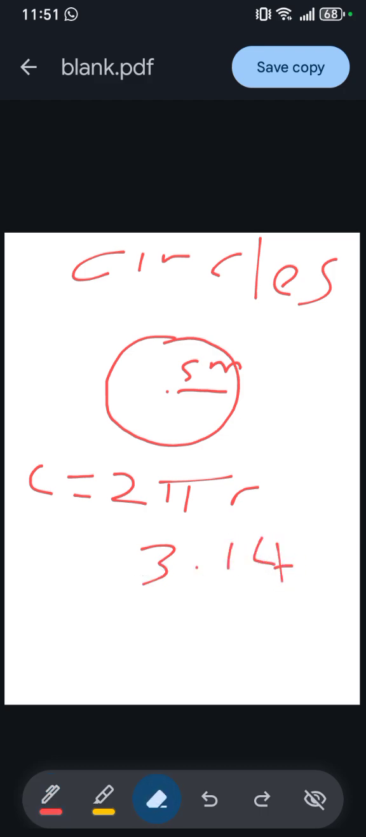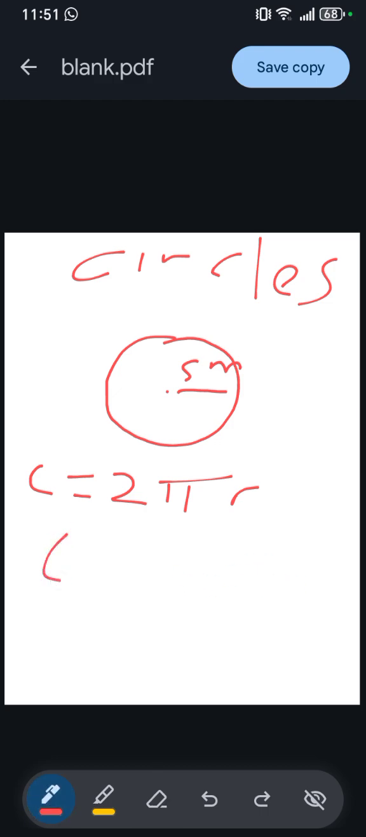So all you need to do is just say C equals 2 pi r. Okay, so you just need to follow the method the way it's done. But pi, your teacher might say put 3.14. So just do whatever your teacher tells you to do. So yeah, I'm gonna do the way the teacher tells us to do.